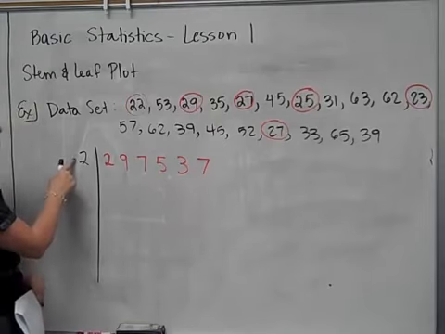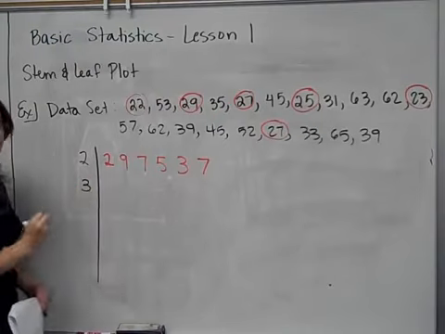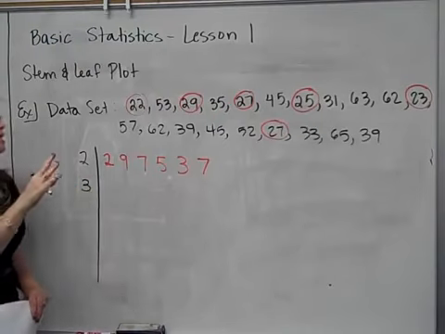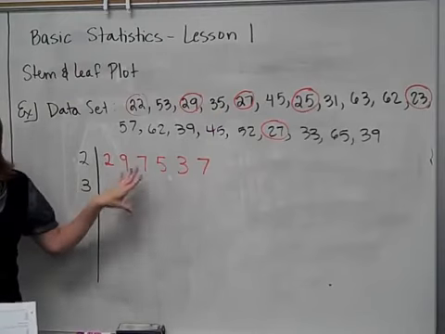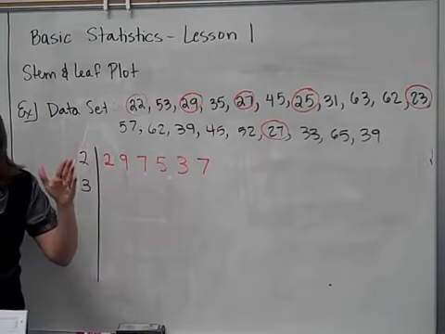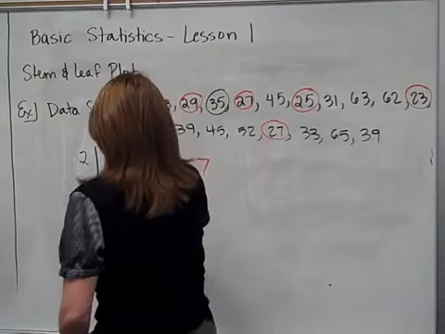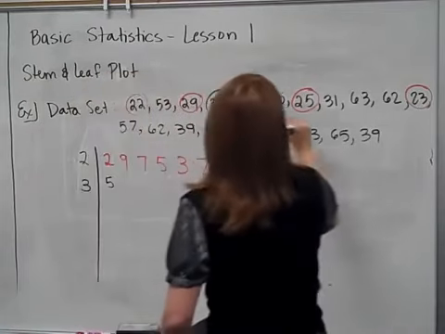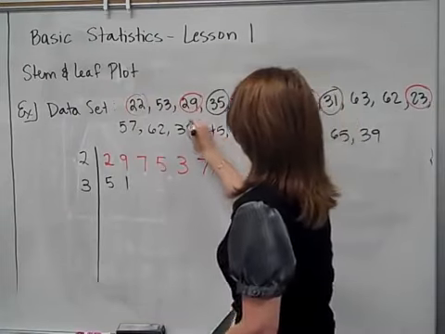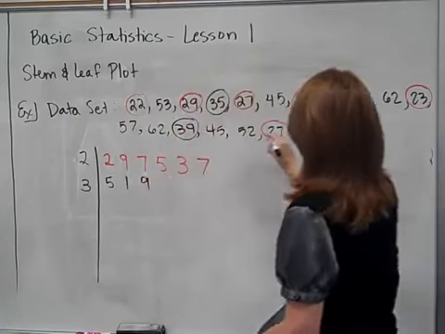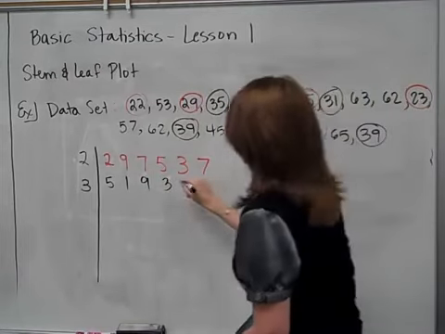Now, if that's the 20s, what should come next? 3. Yeah, 3 for the 30s. So go through, and it doesn't matter if you do it in the same order as someone else because we're going to reorganize this in just a minute, but just get all your 30s written down. So 35, 31, 31, 39, 33, 39 again, and 39 again.